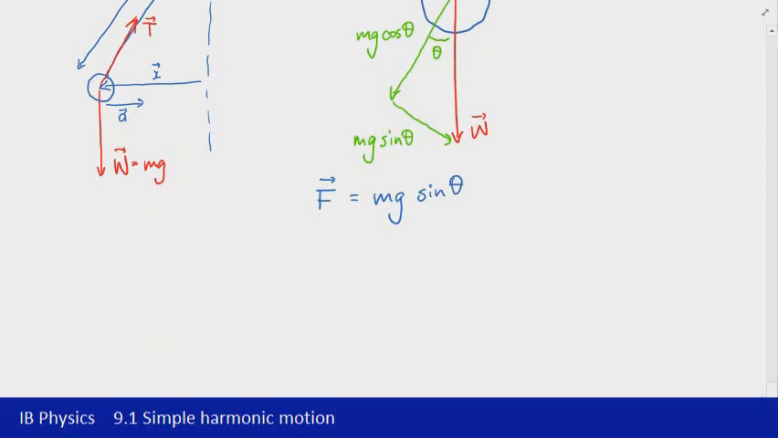So we can calculate what that force is actually going to be, keeping in mind that g is actually a vector quantity. And I should have actually notated that up here as well, apologies for that.